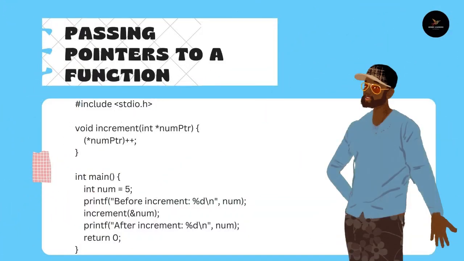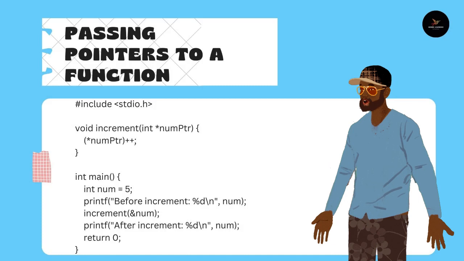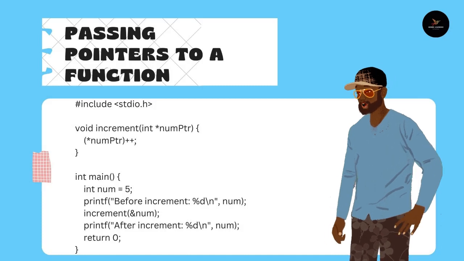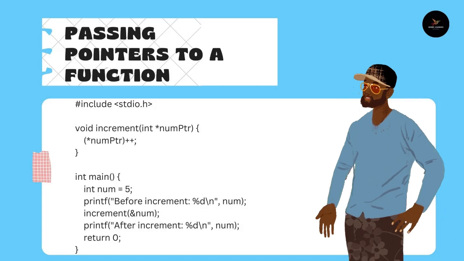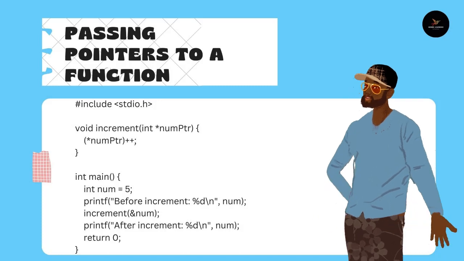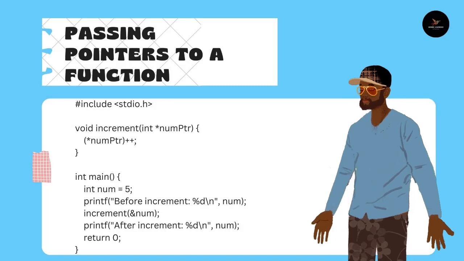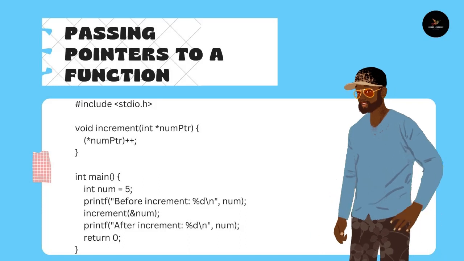Now let's have a look at how we can pass pointers to a function. In this example, we define a function called increment that takes a pointer to an integer variable as its parameter. Inside the function, we dereference the pointer and increment the value of the variable. In the main function, we declare an integer variable called num and pass a pointer to it to the increment function using the & operator.